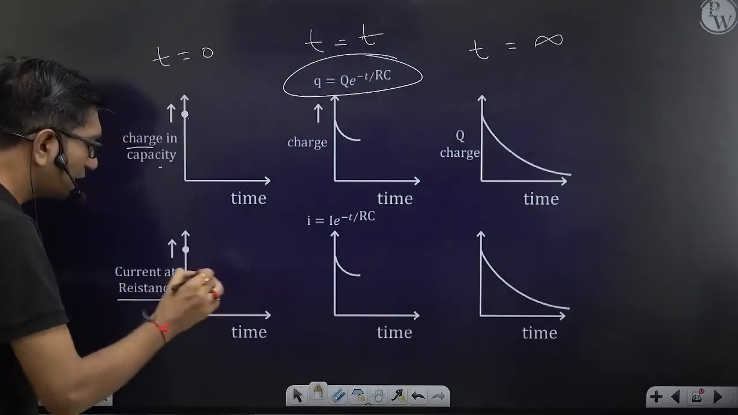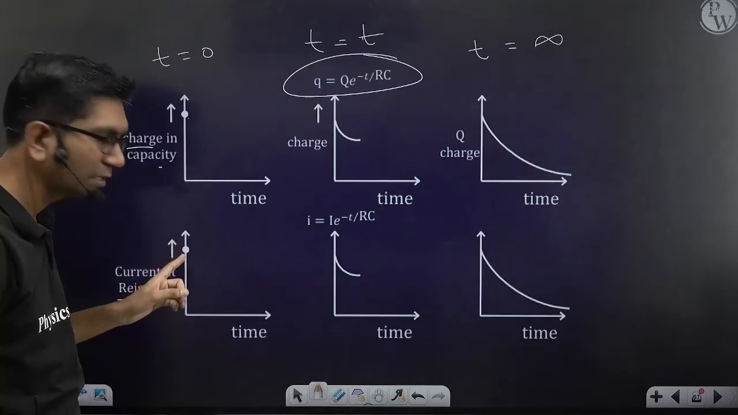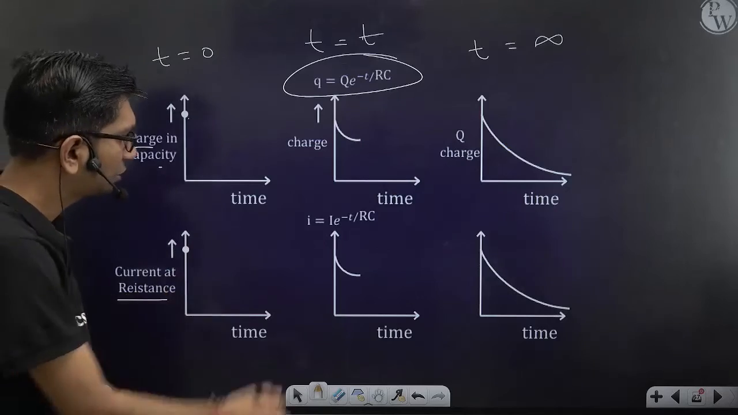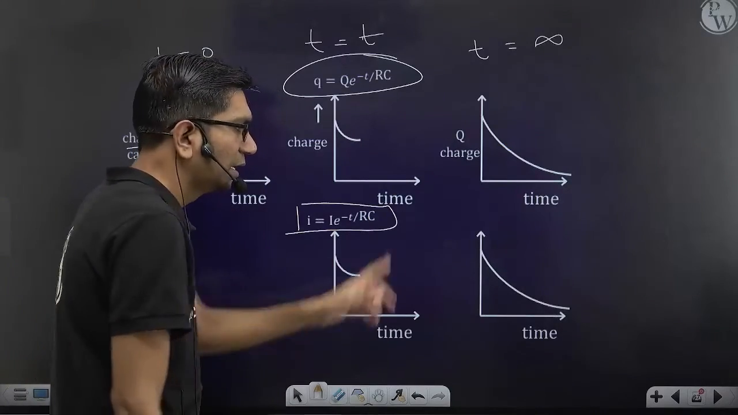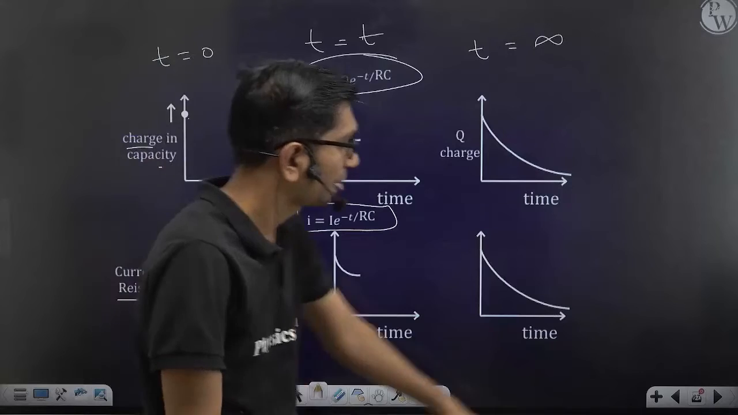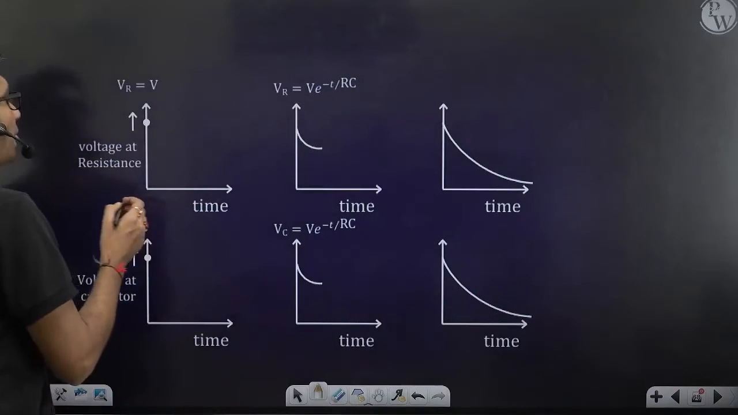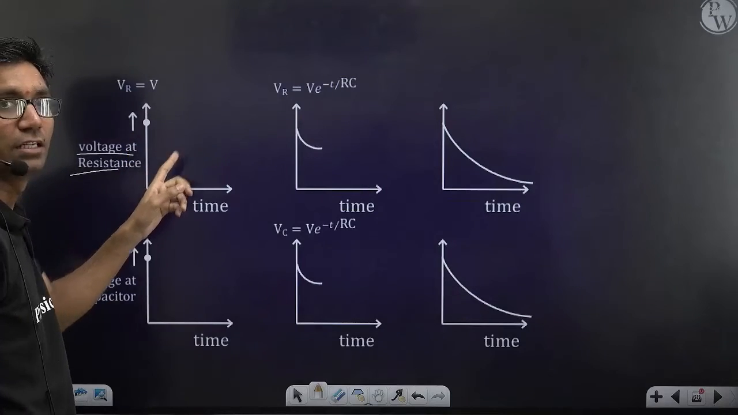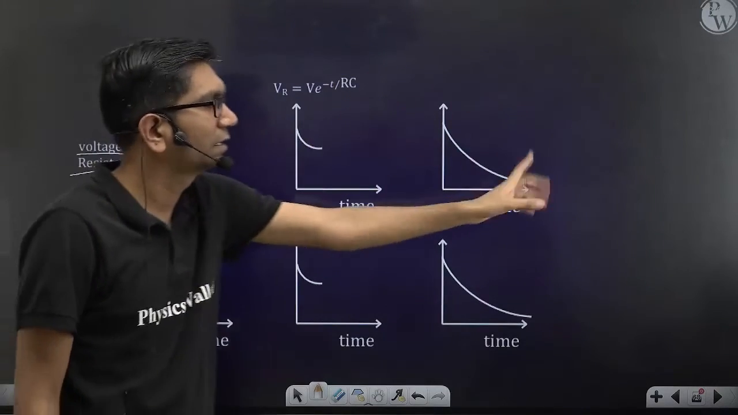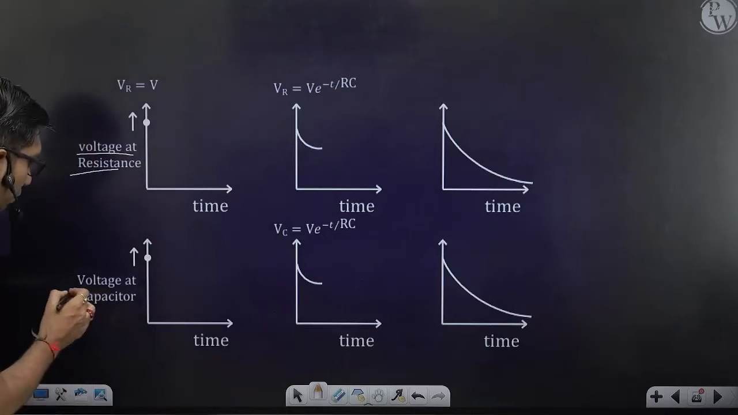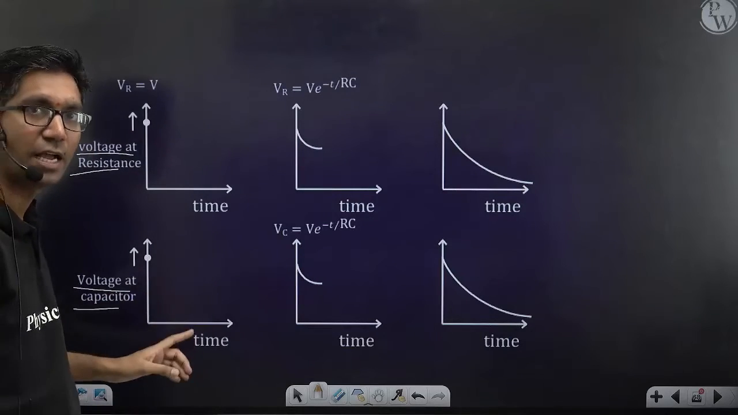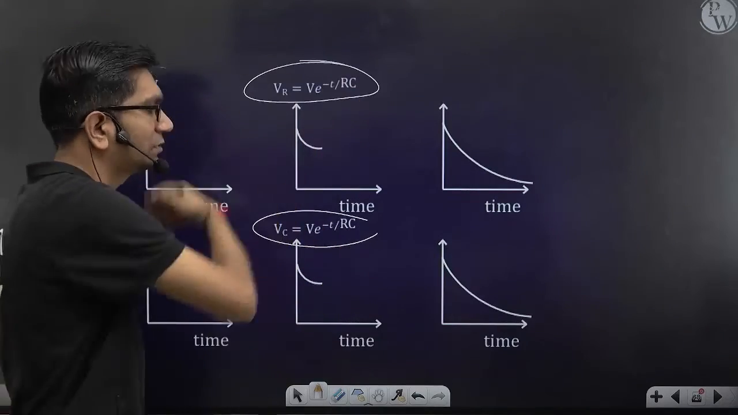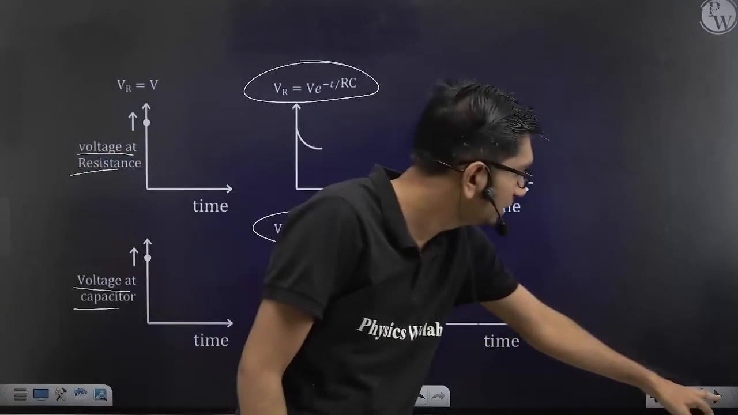Next, current through the resistance. Initially we have to take it as high only. Just remember this one. Next, slowly it decreases. Next, completely it decreases. Next, voltage across the resistance is very high, slowly decreasing and finally it comes to 0. Here, voltage across the capacitor initially is very high, na? Slowly it is decreasing. So remember this formula and here remember this formula. Finally it is discharged.